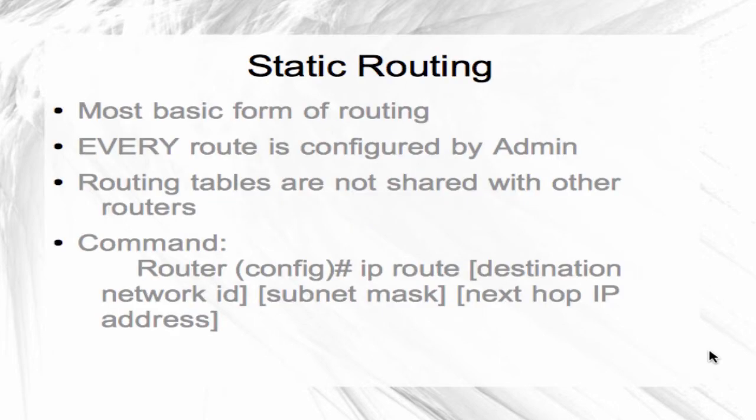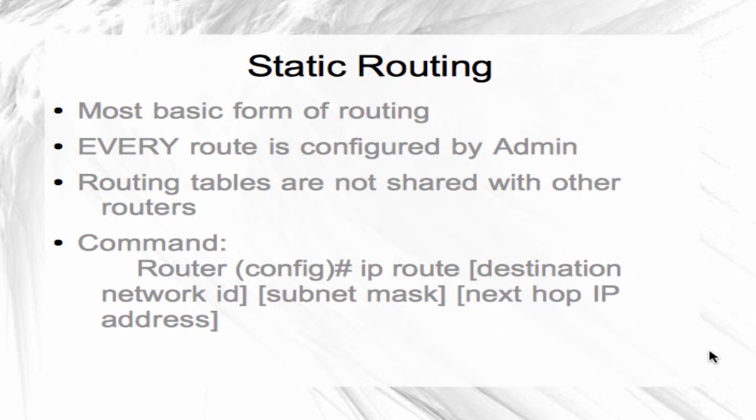So why do we need routing? We need routing to get from broadcast domain to broadcast domain because routers break up those broadcast domains, so there's different ways to go about that. The most basic way is through static routing.